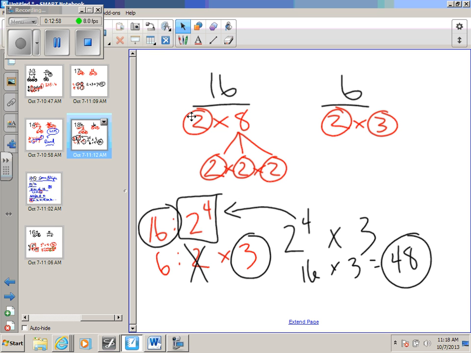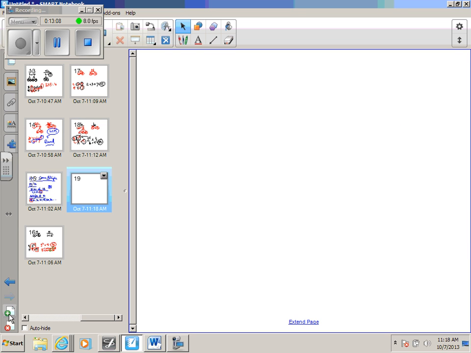Did you get this part? Did you get the 2 to the 4th and then the 2 times 3? So you got to get that part right before you can really truly understand what it is. Let's try another one. Okay? Let's try a 12 and a 16.